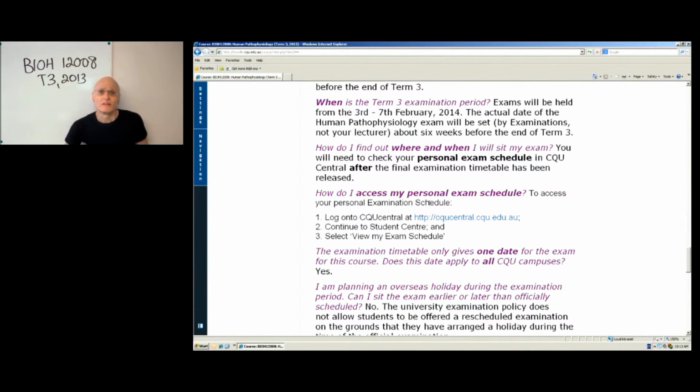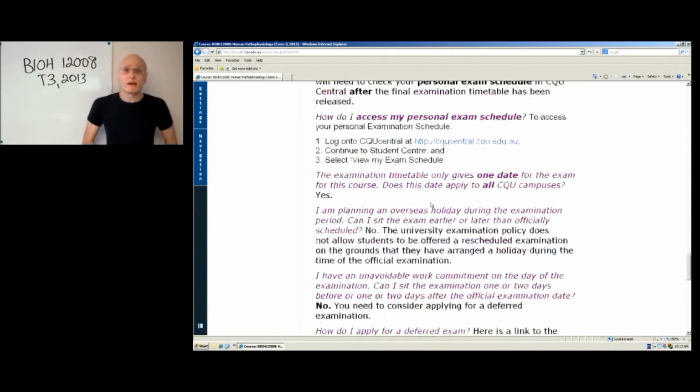How about this one? The examination timetable only gives one date for the exam. Does this apply to all CQ campuses? This was from a distant student. Well, yes, it does. We sit the exam on the same day, obviously. But then I got a question. I live in Western Australia. The exam is scheduled for 9 o'clock Queensland time. Do I have to turn up at 7? So I put that in my subsequent list of questions.